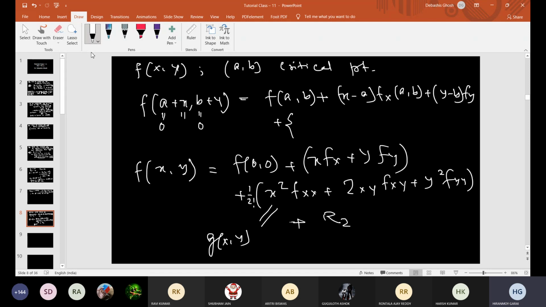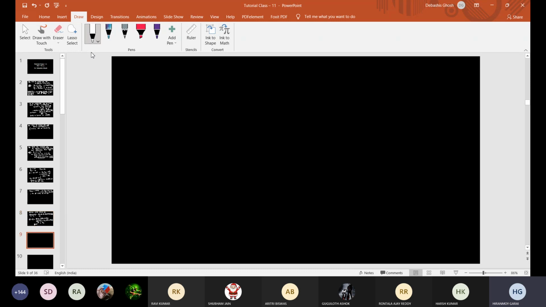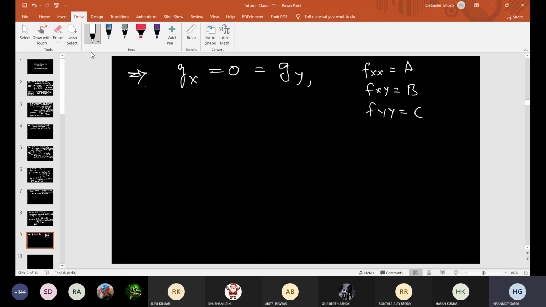Now we are going to find the critical points for g of (x, y). Whenever you find critical points, you need to find g_x and g_y, so g_x is equal to 0 equals g_y. Here we represent f_xx to be a, f_xy to be b, and f_yy to be c. So the function g of (x, y) comes to a x square plus 2bxy plus c y square.